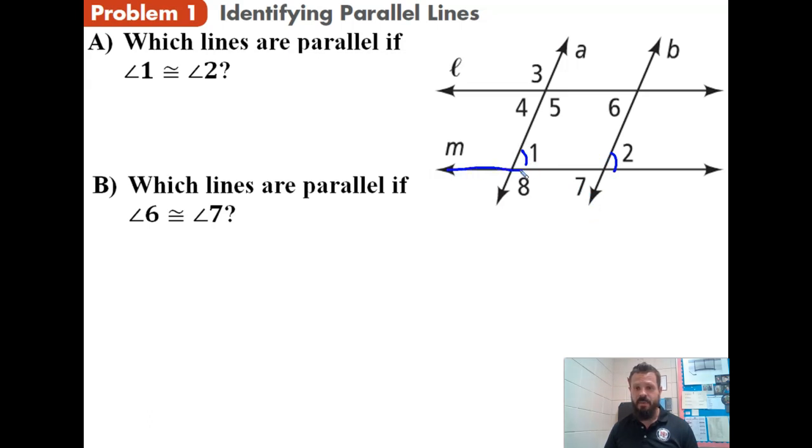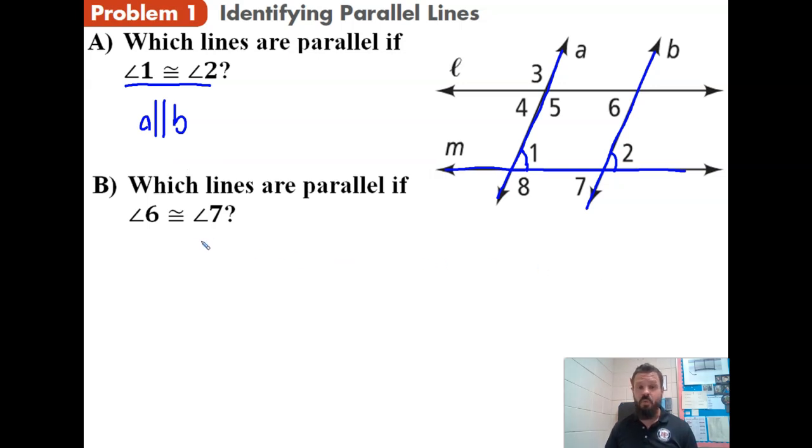We have M as a transversal for lines A and B. Lines A and B with M make up those angles 1 and 2. Now 1 and 2 are corresponding angles for lines A and B, and if they're congruent, by the corresponding angle postulate that means that line A has to be parallel to line B. Again, this picture doesn't tell us anything about parallel lines, but if we have this piece of information, angle 1 is congruent to angle 2, then we know that line A has to be parallel to line B.